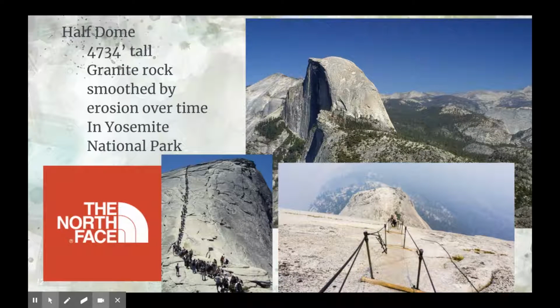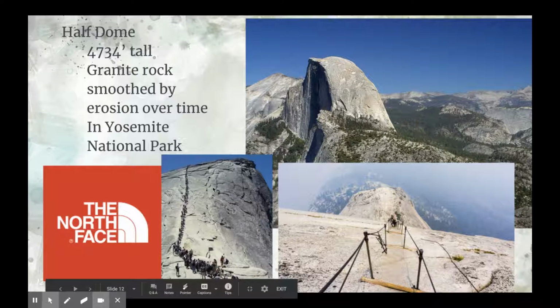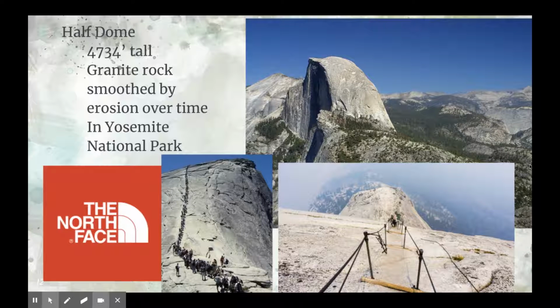Half Dome, it is 4,734 feet tall. It is a granite rock smoothed over by erosion over time, and it is located in Yosemite National Park. It is a major tourist attraction with hundreds and thousands of people climbing Half Dome a year, and the views are just breathtaking once you get to the top.